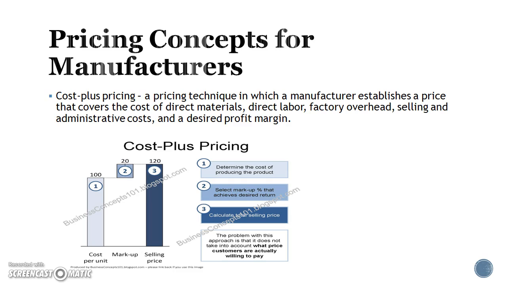Pricing concepts for manufacturers. For manufacturers, the pricing decision requires the support of accurate, timely accounting records. The most commonly used pricing technique for manufacturers is cost-plus pricing. Using this method, a manufacturer establishes a price that is composed of direct materials, direct labor, factory overhead, selling and administrative costs, plus a desired profit margin.